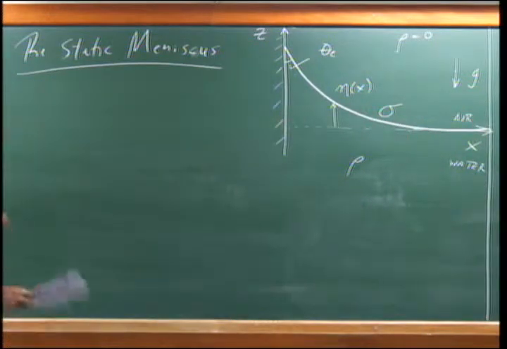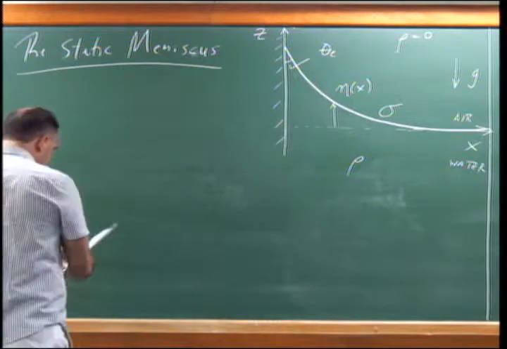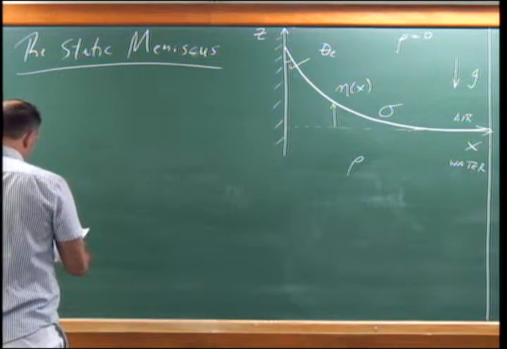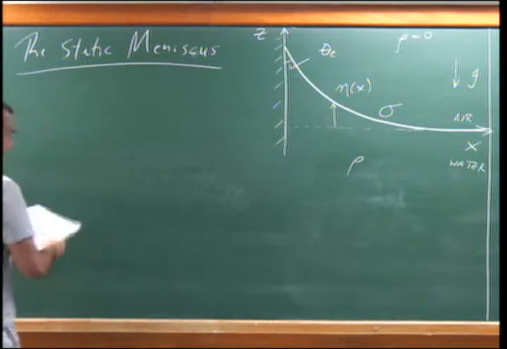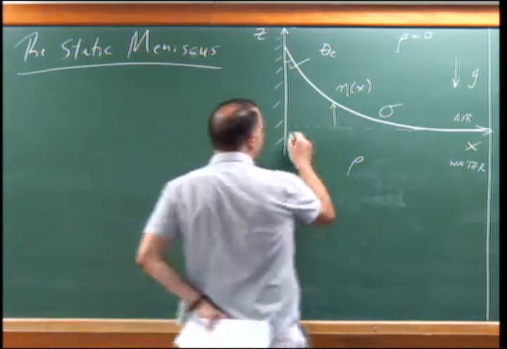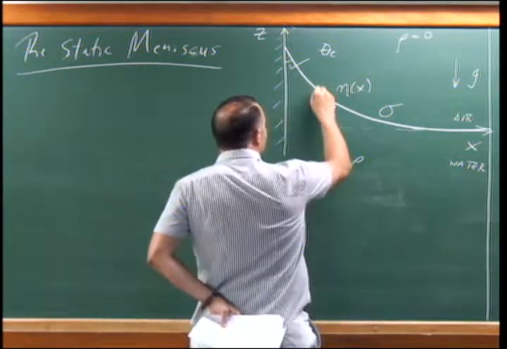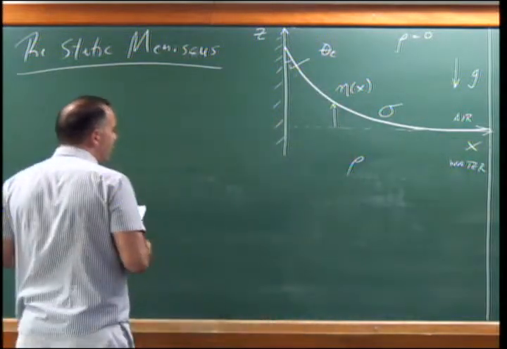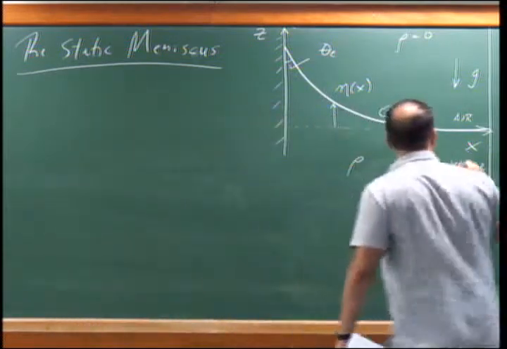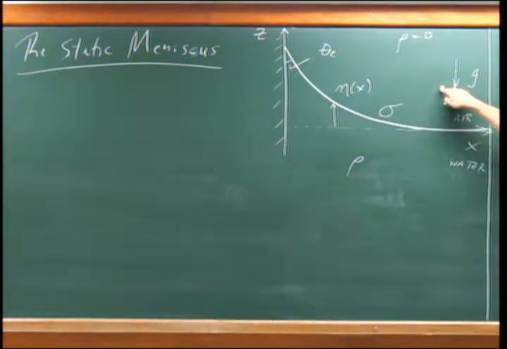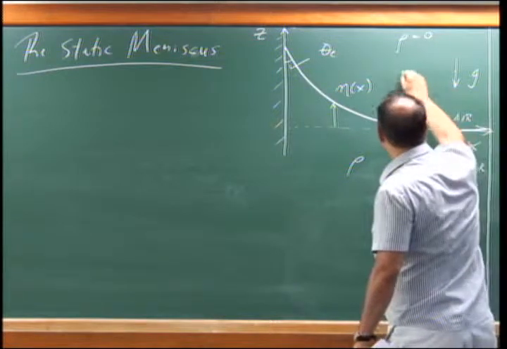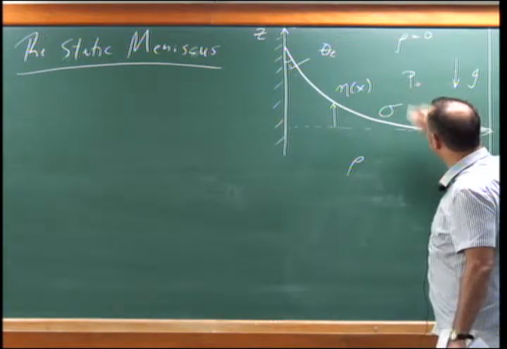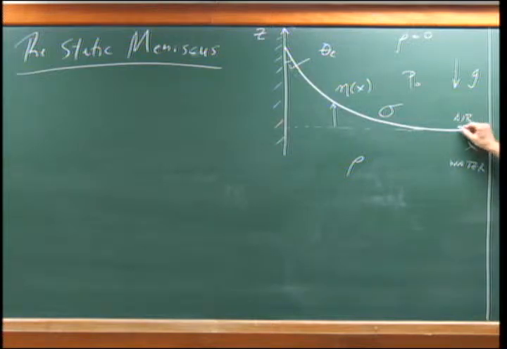So let's write down the force balance. We basically have to balance the pressure jump across the interface. So what's the pressure here? Atmospheric. So it's P naught everywhere above the interface, right? And what's the pressure there? P naught. What's the pressure there? It's the same, right?